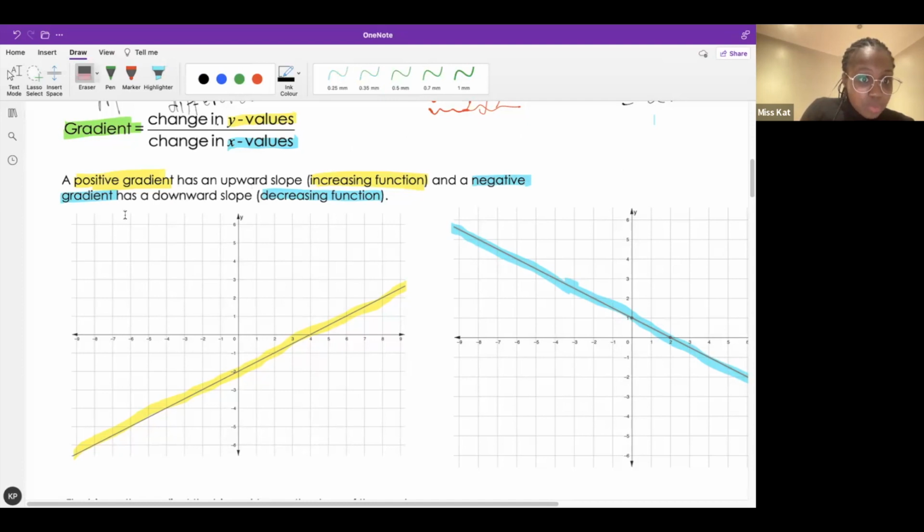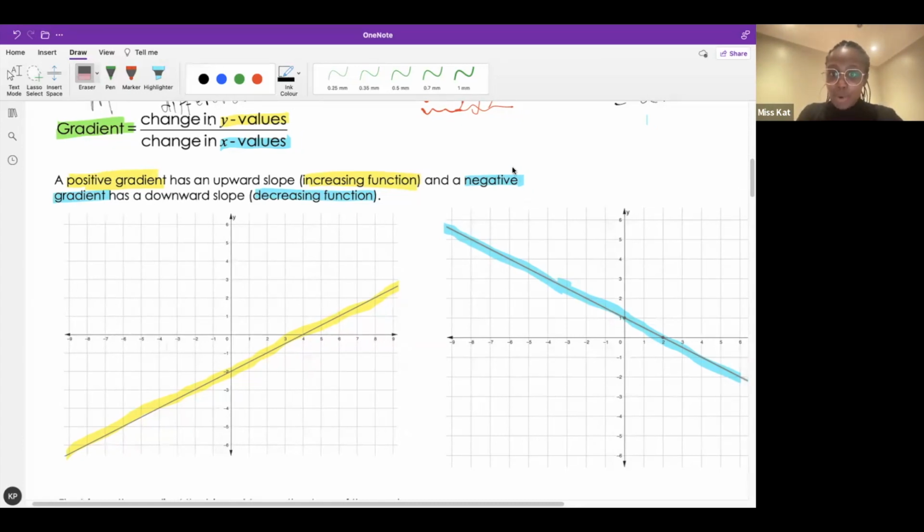There we go. There's supposed to be arrows on the graph. Yes, Abu, there are supposed to be arrows because the graph keeps going on and on and on. Okay. So if your gradient is positive, then your graph is increasing. If the gradient is negative, then your graph is decreasing. We're good. Okay, now let's practice finding more gradients.